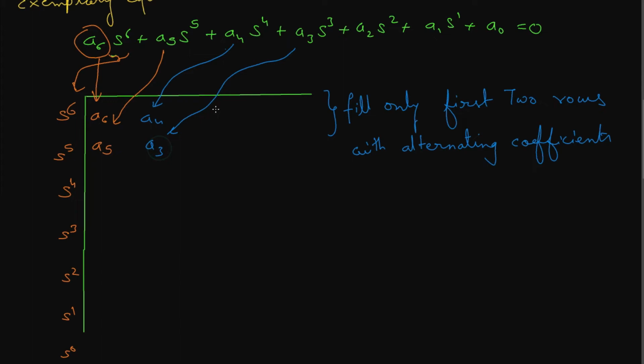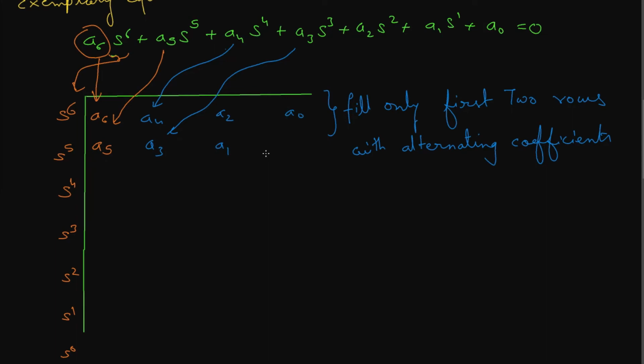Again, moving on to the next column, that is the third column. For the first row, we will again be decreasing the power by 2. So we will put the coefficient of S raised to power 2 in the third column and first row. Similarly, for the third column, second row, we will decrease the power by 2, that is, S raised to power 1's coefficient will be put in this place.